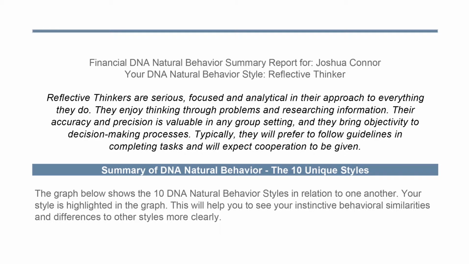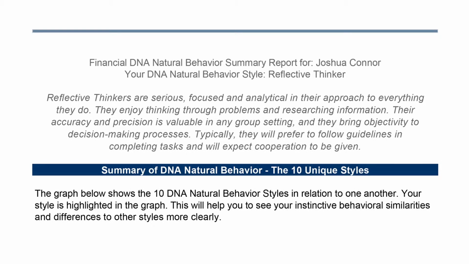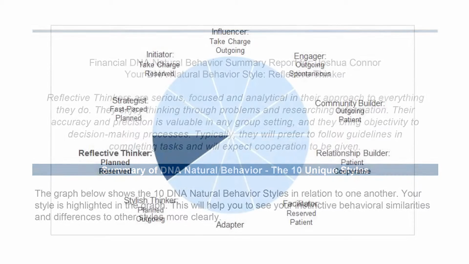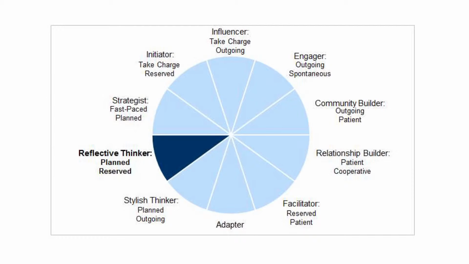His level of accuracy and precision bring objectivity to any decision-making process, so ensure your advice is provided in a similar manner, and this will resonate really well with him. He's likely to want instructions to follow, and he'll enjoy a structured meeting. The report provides an overview of the other 9 styles and the strongest traits within each style. This provides us with great insights to advise Joshua throughout the advice journey and tailor the process to his needs.